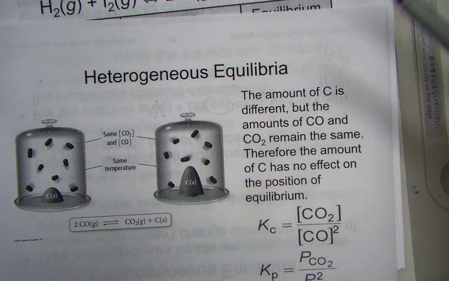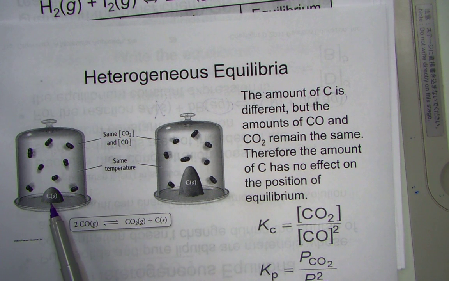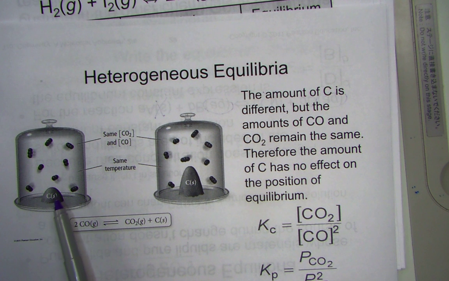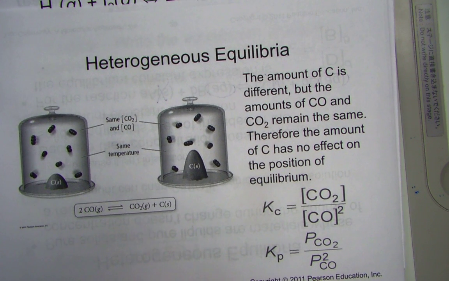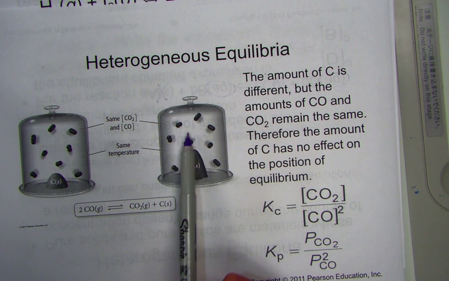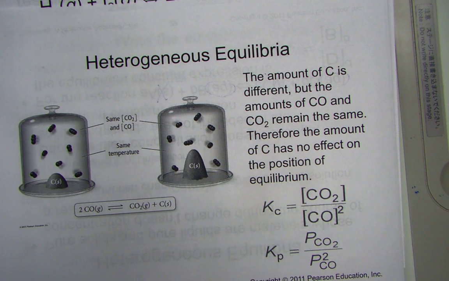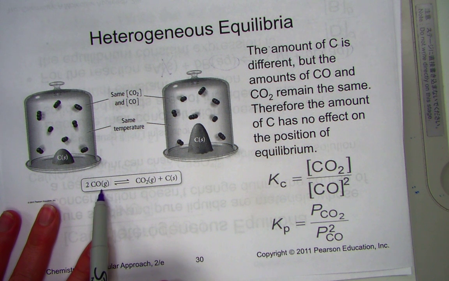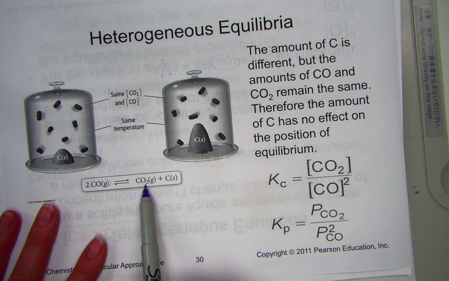Heterogeneous equilibria is showing solid carbon, but the amounts of carbon monoxide and carbon dioxide remain the same, and therefore the amount of carbon really does not have an effect on the position. I can have a big lump of carbon or a small lump of carbon, but I'm producing the same amount of product and reactant.